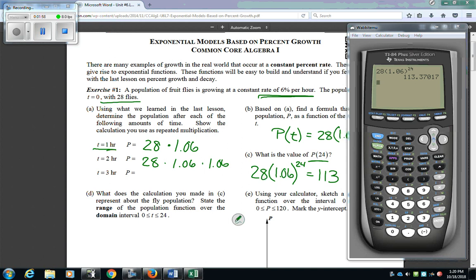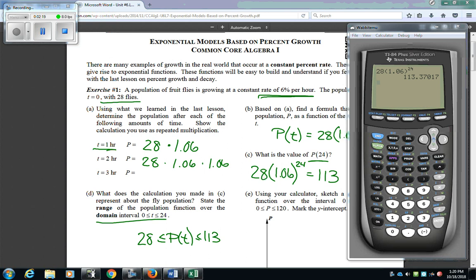And it asks, what does the calculation made in c represent about the fly population? And they want us to state the range for that domain interval. So we know it started at 28. So our range for our population is going to be between 28 and 113.